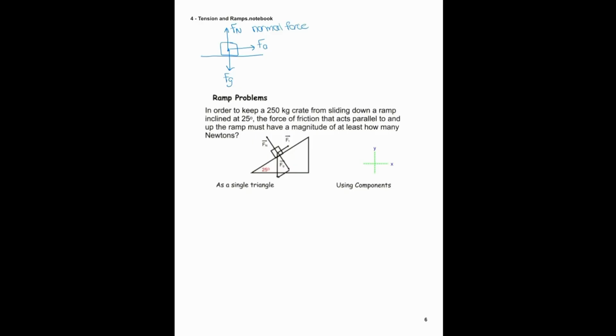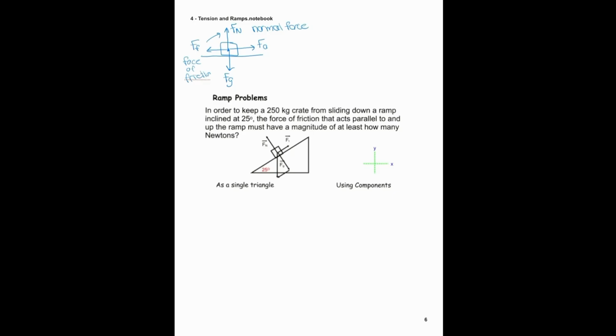And the force of friction, that's this Ff, is directly related to the normal force. In fact, the force that you need to overcome in order to make an object move is the normal force. And that normal force is equal to the force of friction.